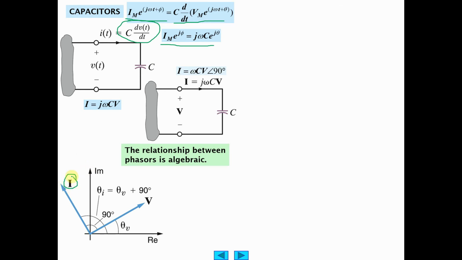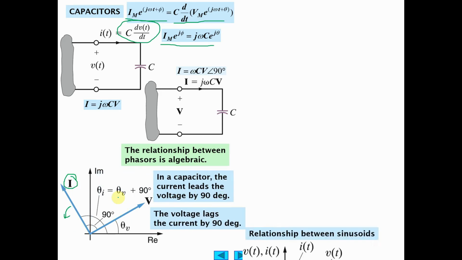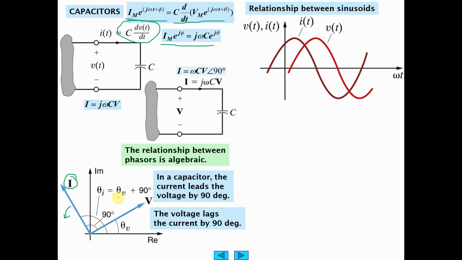So here's the current here, and think of it like when you add the j omega t thing, it's like these vectors are just rotating around, pointing in a circle. So voltage lags the current, or current leads the voltage. Current leads, voltage lags, just what I said.